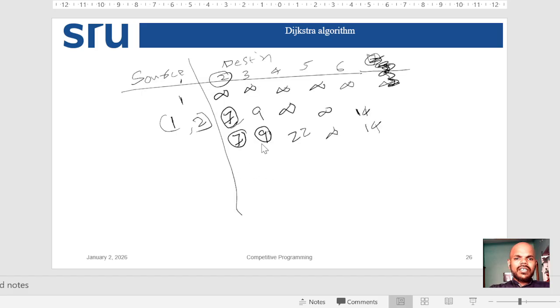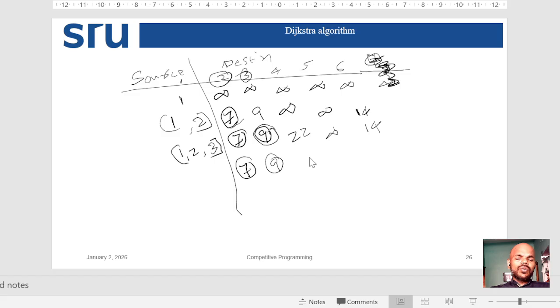So next, our 7 we already relaxed, 9, 22, infinite and 14. Which is a minimum? Minimum is a 9. So that means that you relax the node 3. So you write 1 comma 2 comma 3, right? So 7 is already relaxed, right? So 9 is already relaxed. You write from 1 to 2 you selected, 3 also you selected.